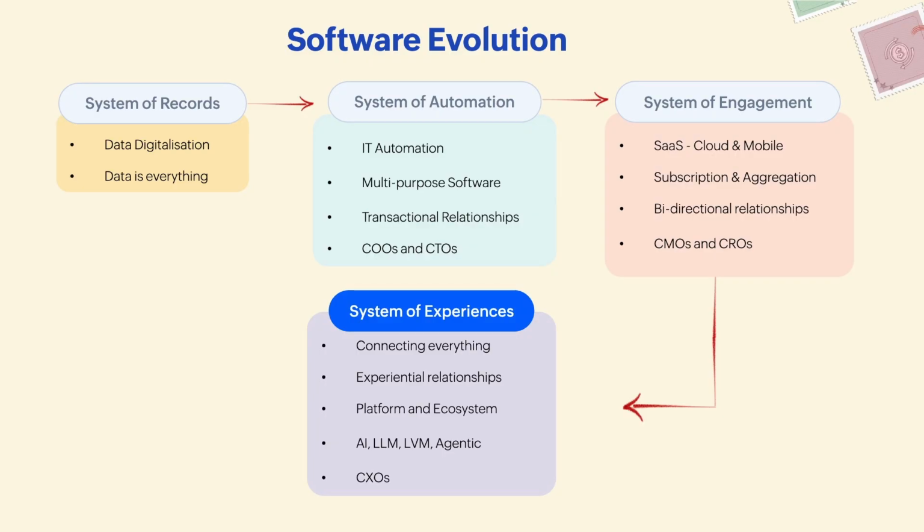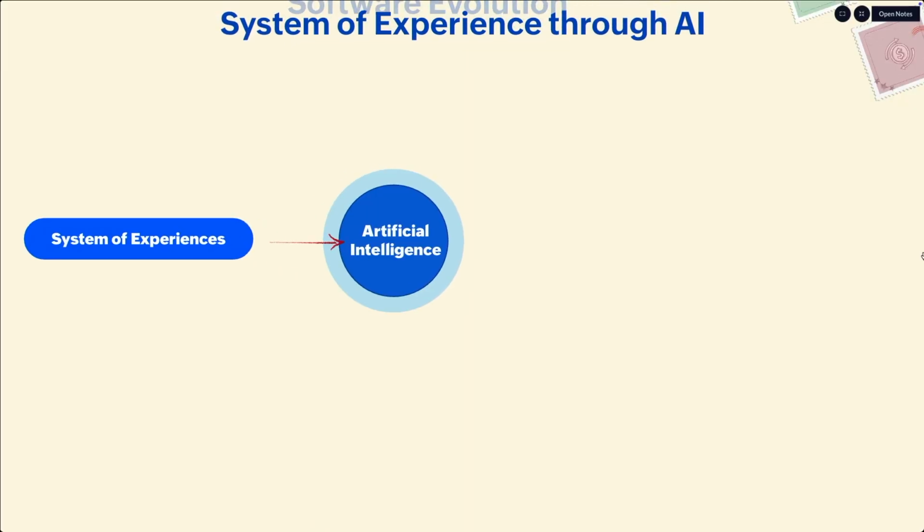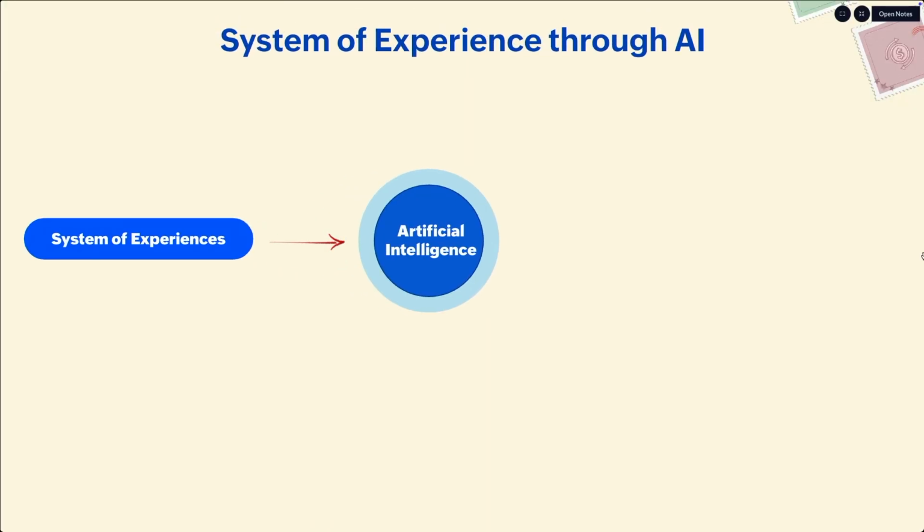Very interestingly, we started talking about chief experience officers. Never before. It's a kind of evolution, and at the same time a kind of accumulation of all these pieces. You have the system of records here, the system of automation here, and the system of engagement here. At the same time, with AI, we are going to take the system of experience to the next level. The system of experience through AI.